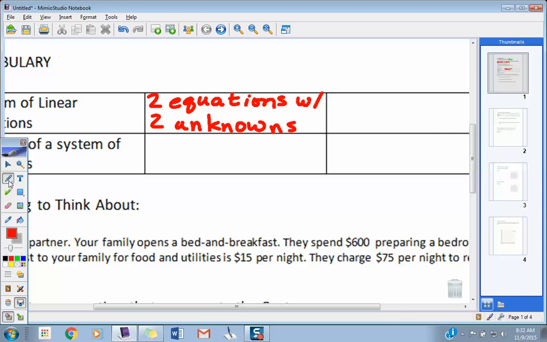And as an example, you might have something that looks like this. You might have y equals, I don't know, 3x minus 6. How many equations are up there? 1. In order to turn this into a system, you would need 2. Okay, so let me think here.